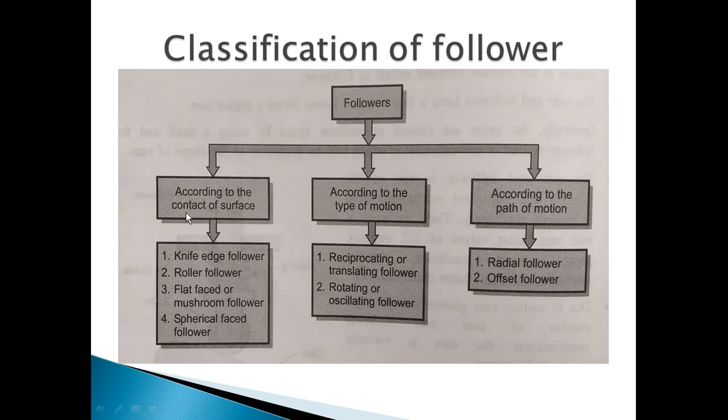The first category is according to the contact surface, the contacting end of the follower. According to that there are four types of followers: knife edge follower, roller follower, flat face follower, and the last one is spherical face follower. Type of motion is either reciprocating or translating, which is linear motion, or rotating or oscillating motion. The third category is path of motion, whether it is a radial follower or offset follower. We will discuss it later in the upcoming slides.